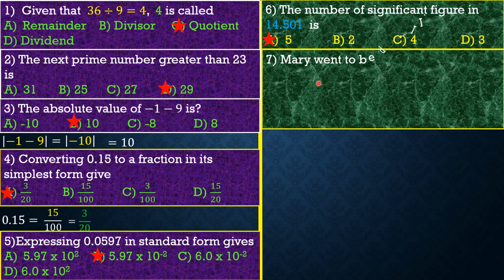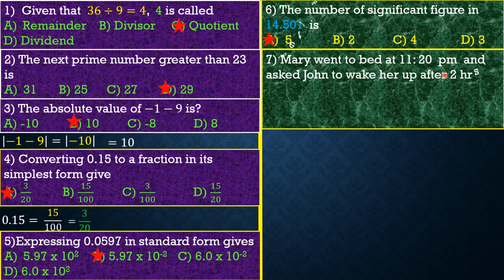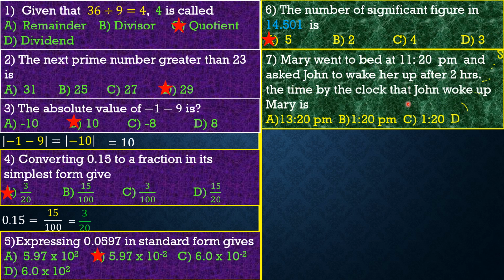Okay. Then now, guys, question 7 is saying that Mary went to bed at 11:20 p.m. and asked John to wake her up after 2 hours. The time by the clock that John woke up Mary is. Okay. These are the options, guys. So friends, what they simply want us to do is to add 2 hours onto 11:20.